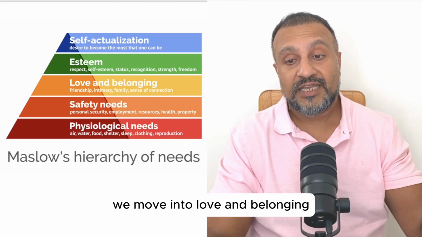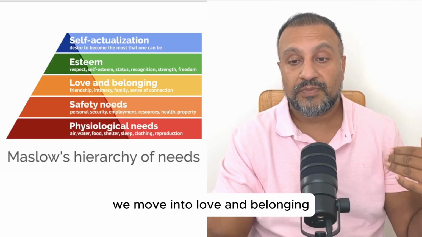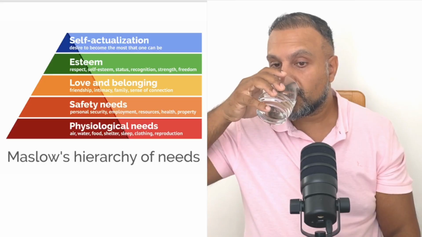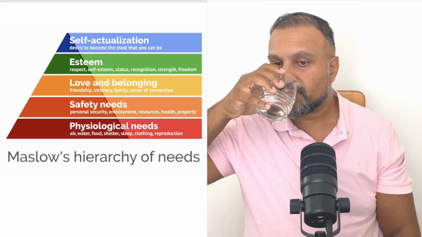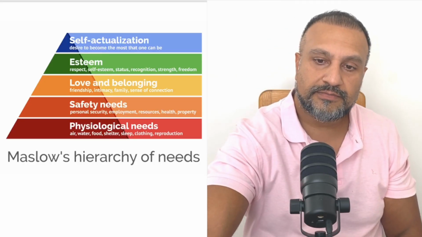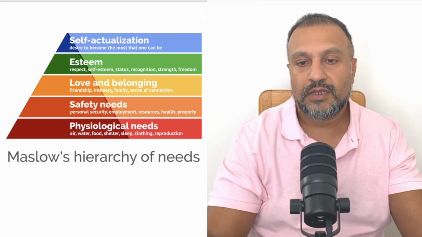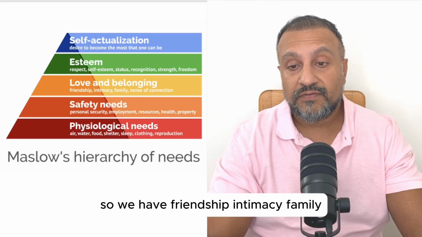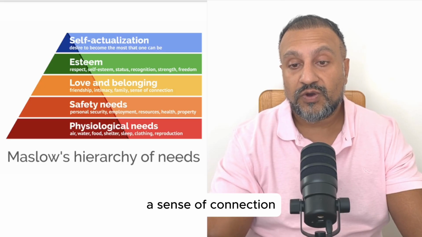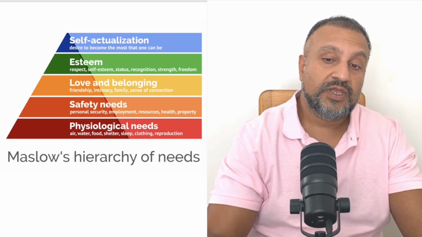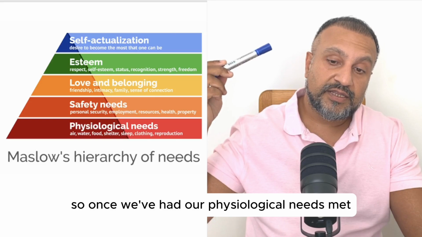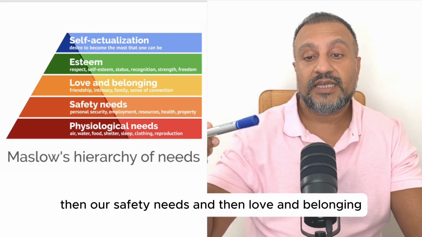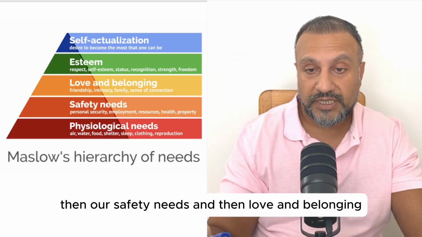Now, thirdly, we move into love and belonging. I'm just going to take another swig of water. So we have friendship, intimacy, family, a sense of connection. So once we've had our physiological needs met, then our safety needs, and then love and belonging.